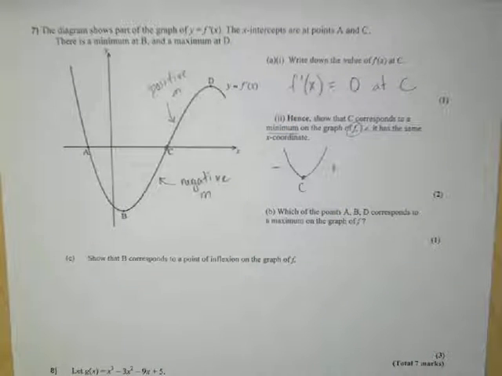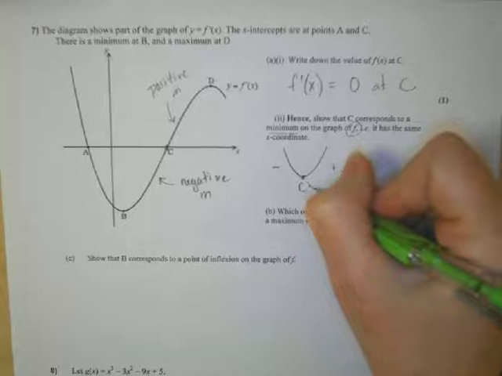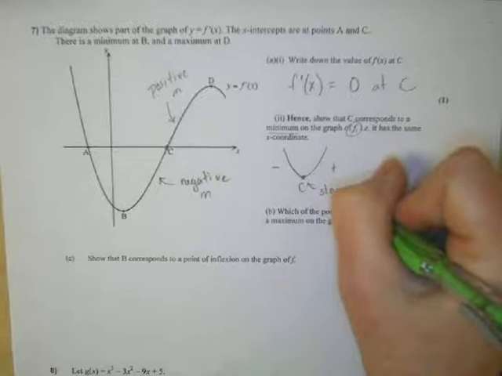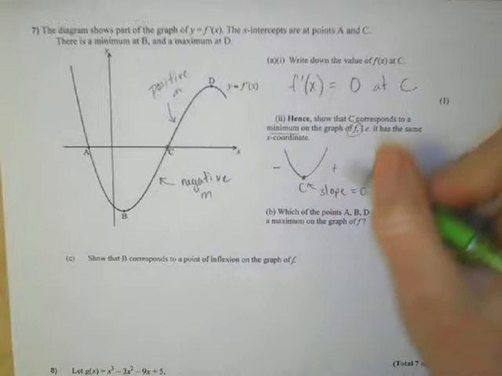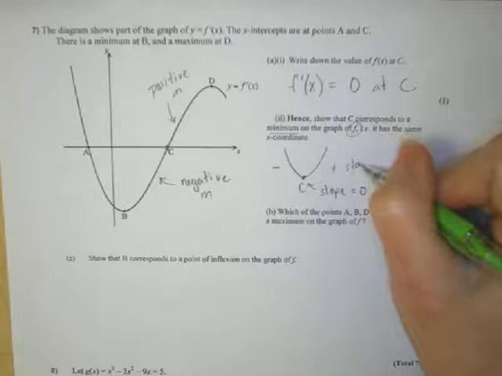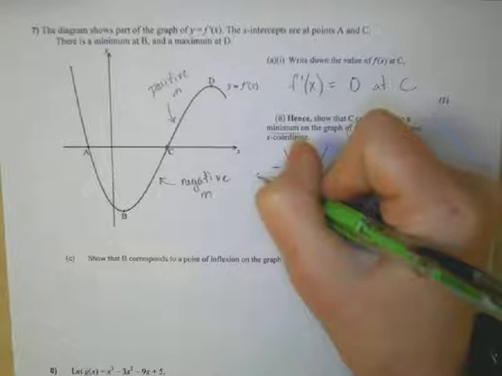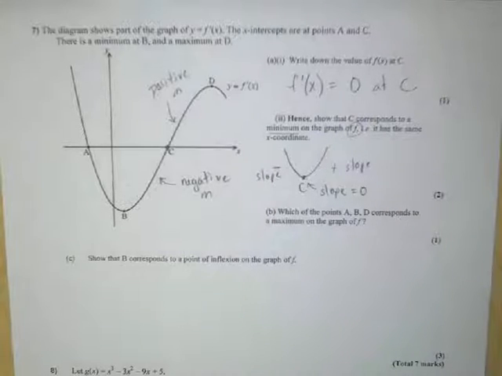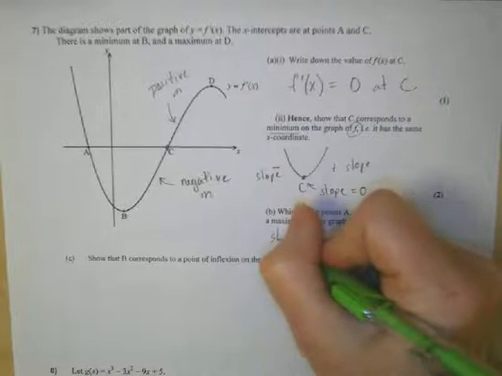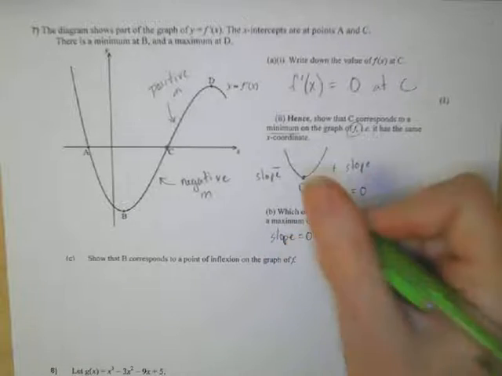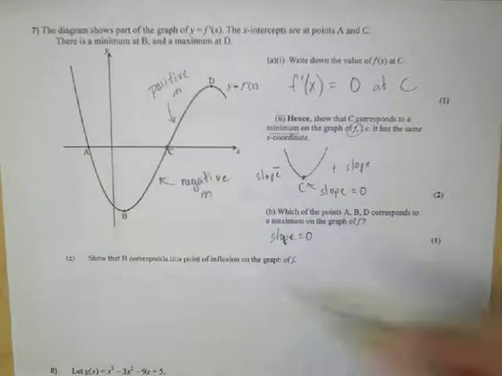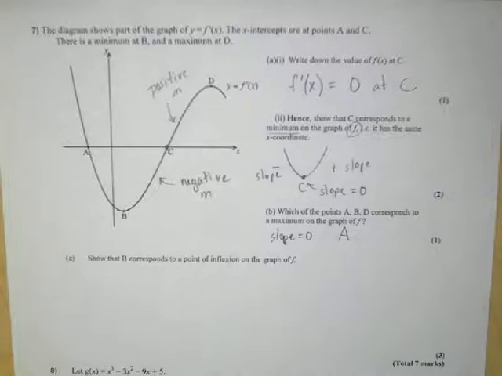All right, oh, and here slope is 0. Slope equal to 0, so positive slope and a negative slope. All right, which of the points, A, B, or D, corresponds to a maximum on the graph of f? Okay, so at a maximum, again, the slope is going to be 0. So we're looking for where does the slope equal 0? That is at point A. Okay, so point A would be the point that corresponds to a maximum.